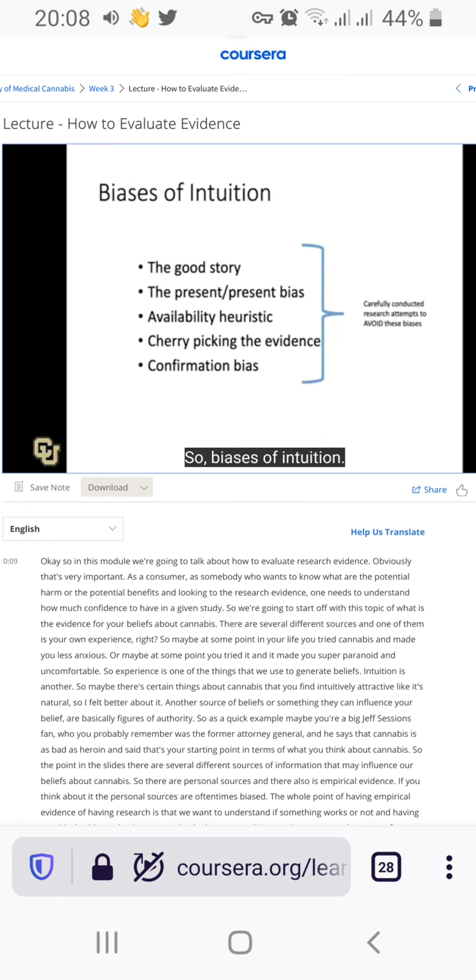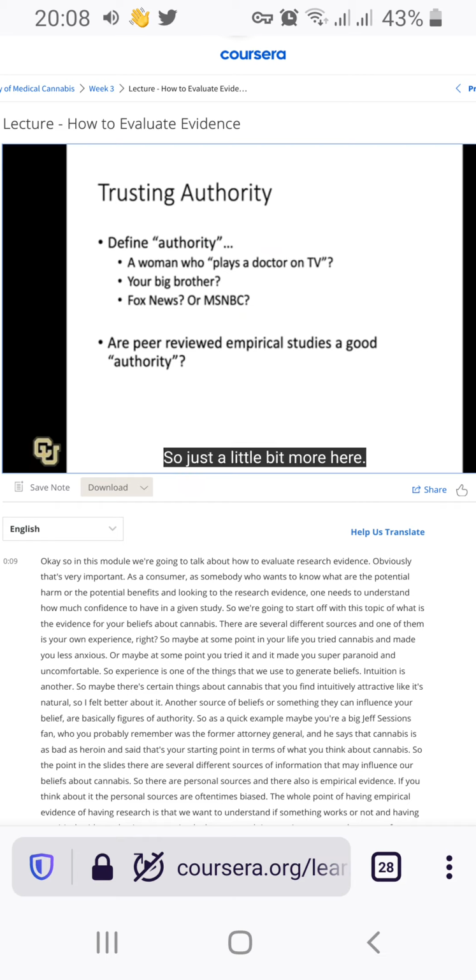So biases of intuition. We just talked about these: the good story, the present bias, availability heuristic, cherry picking evidence, and confirmation bias. All of these can lead to making conclusions that are false. And carefully conducted research attempts to avoid all of these types of biases to lead you to the correct conclusion. So just a little bit more here, trusting authority.